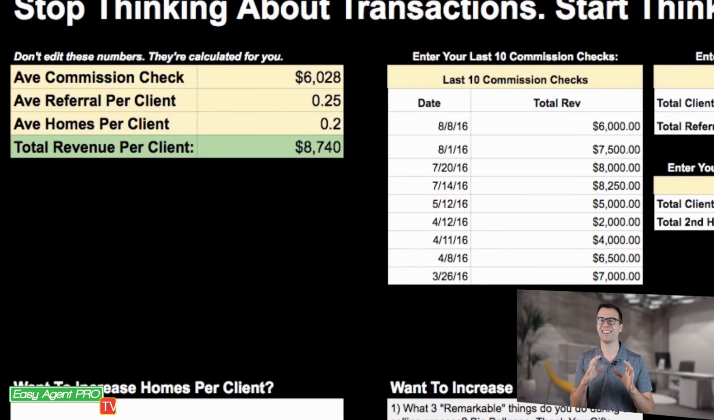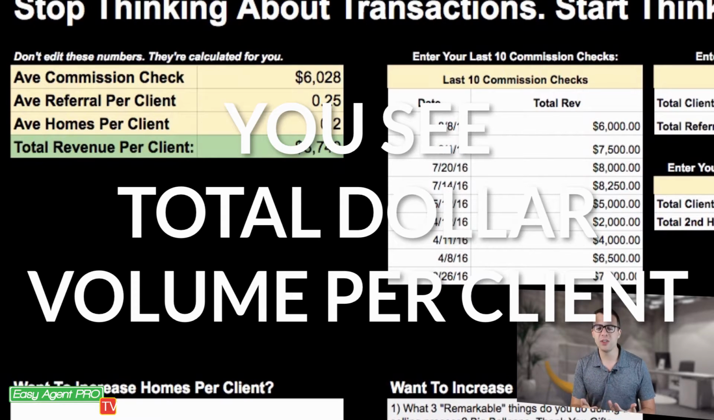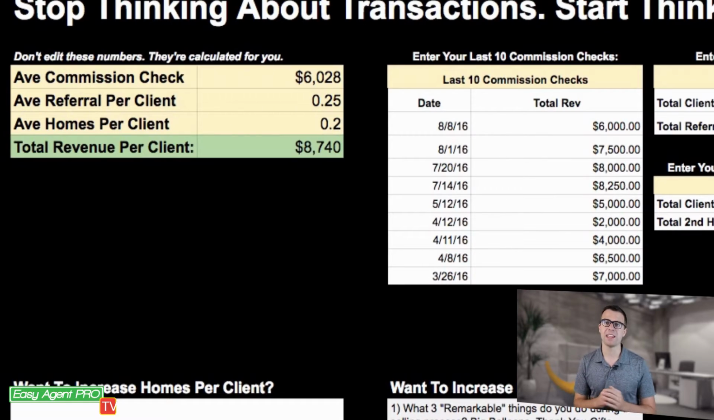For those of you that didn't get any good scores on math tests, this does the math for you, and it's going to show you what a new client actually means for you in dollar volume, and in terms of actually bringing in referrals and bringing in second homes off that first client sale. And for most of you, that number is going to be somewhere between maybe $6,000 or $12,000, depending on how good you are at converting them to the referral.